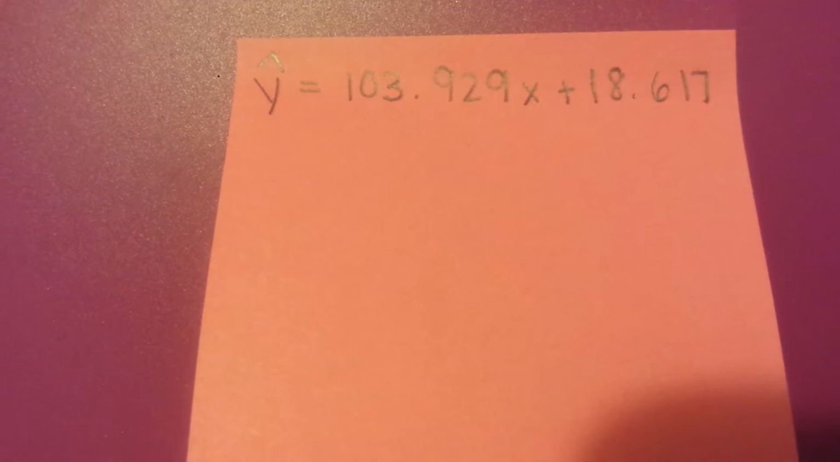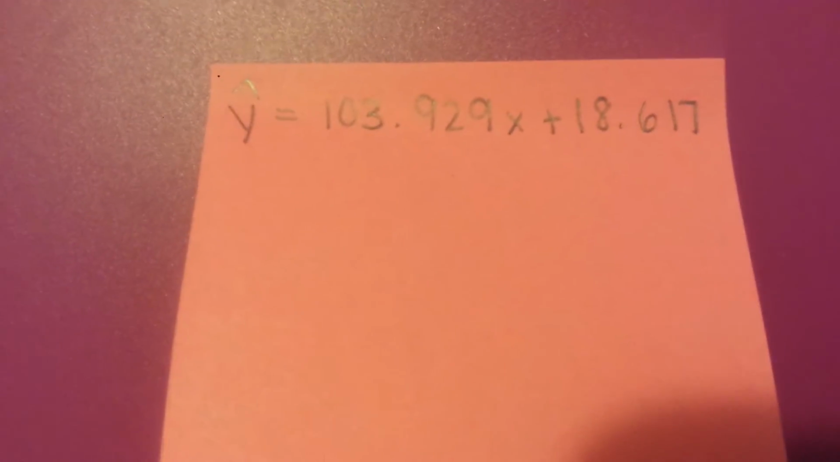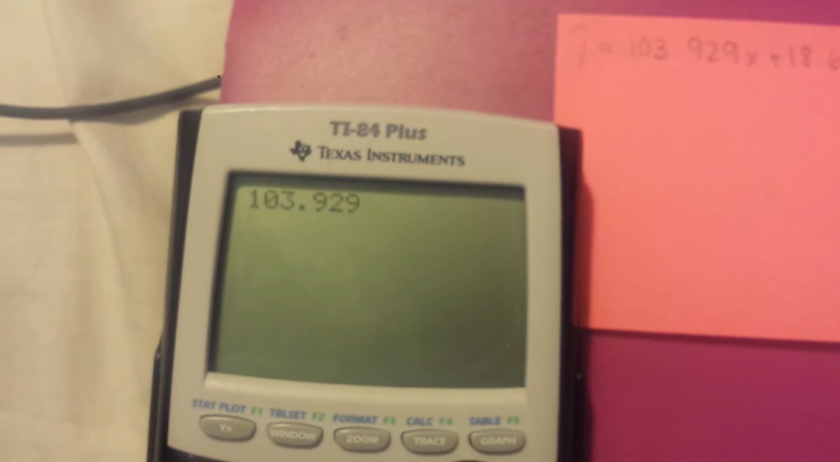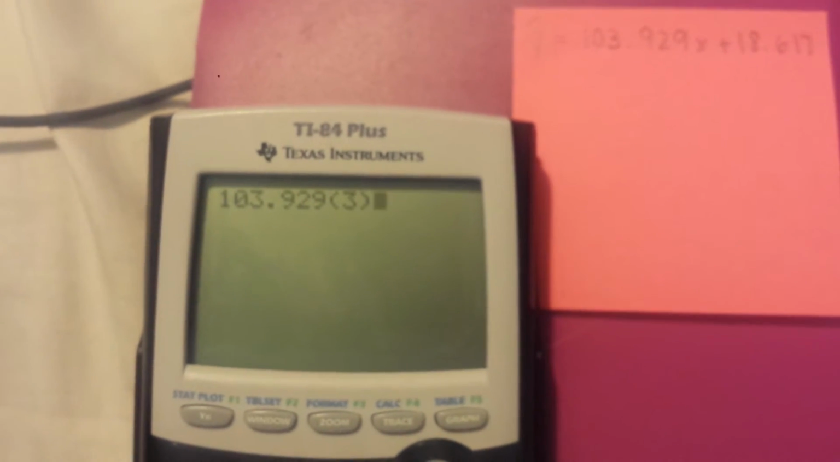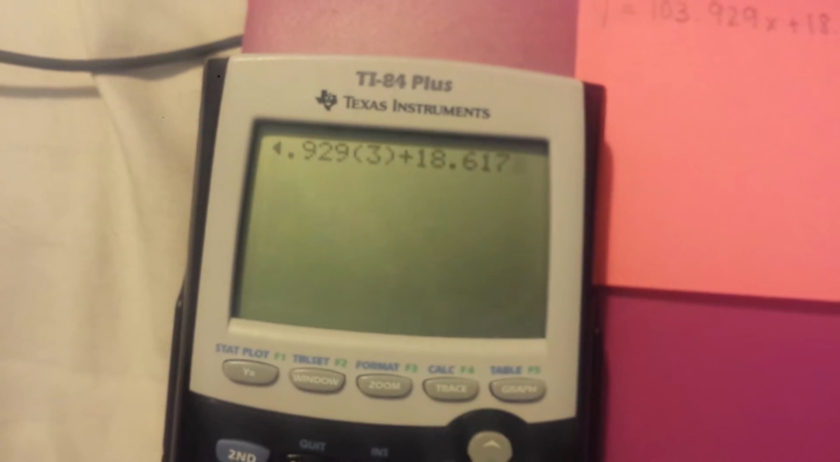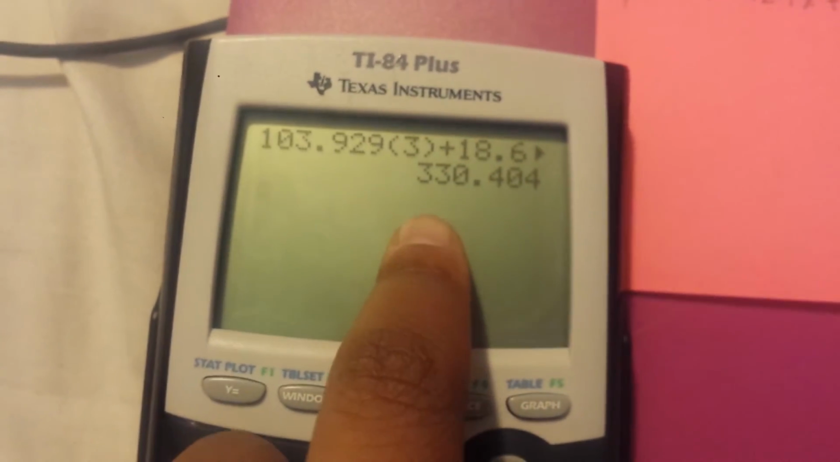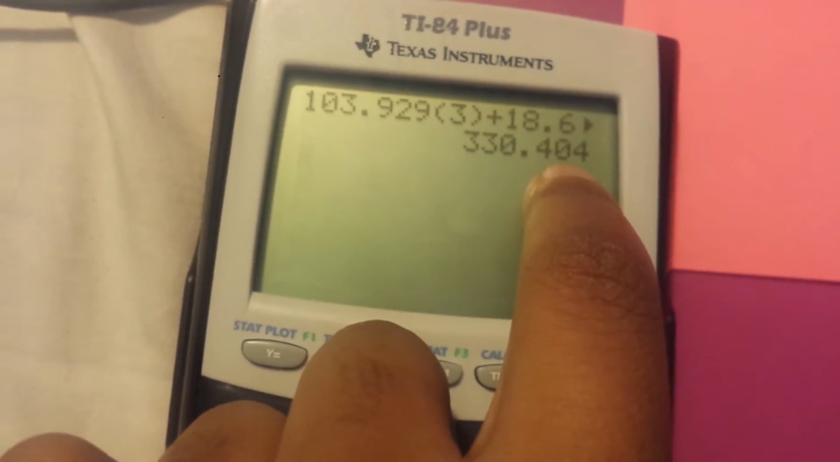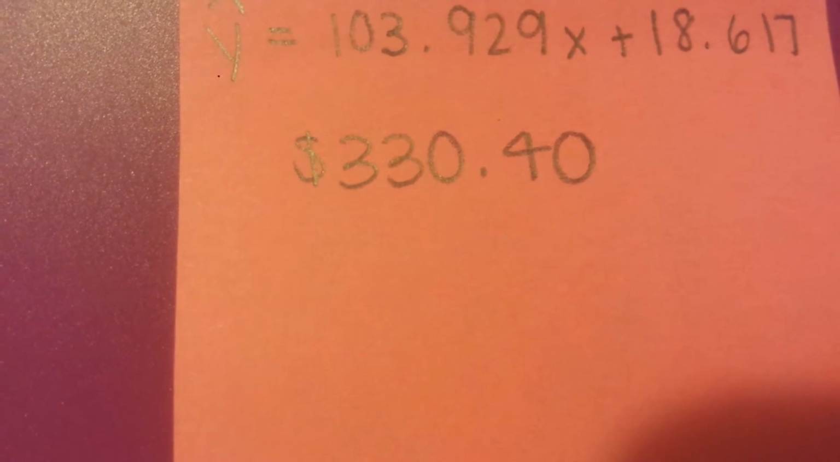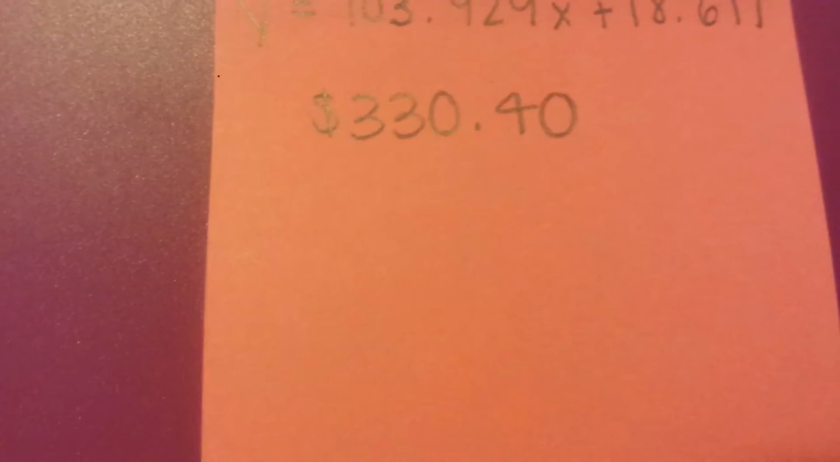Letter C wants us to predict the price of a 3 TB drive. So in order to do this, we have our equation, and we're just going to plug in 3 for x. So on your calculator, you do 103.929 times 3 plus 18.617. And when you solve for that, you get 330.40. So $330.40 is our predicted price for a 3 TB drive.